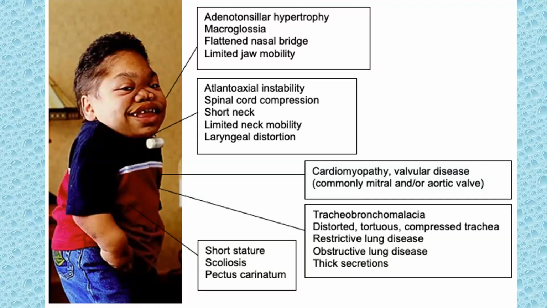They have laryngeal distortion. Looking at the heart, they have cardiomyopathy, valvular diseases, commonly mitral and or aortic valve. They have tracheobronchomalacia. They have distorted tortuous, compressed trachea, restrictive lung disease, obstructive lung disease, thick secretions, and they consist of a short stature. They have scoliosis. And if you take a photograph of them without clothes, you see they have a pectus carinatum, meaning the whole sternum is forwardly displaced.